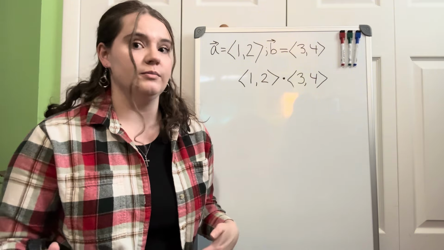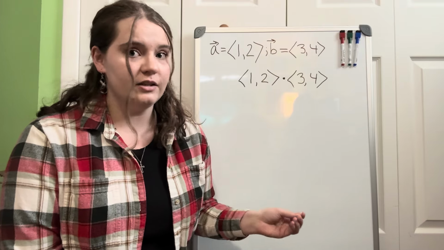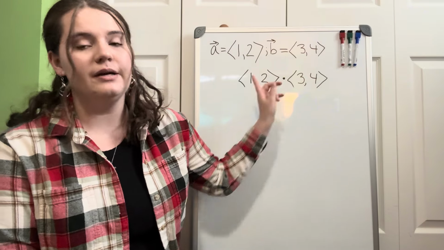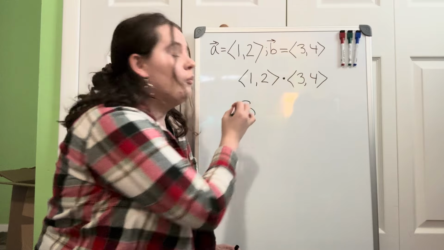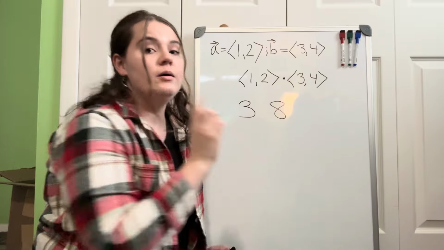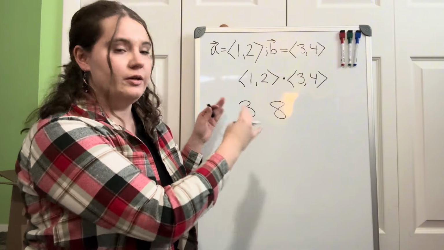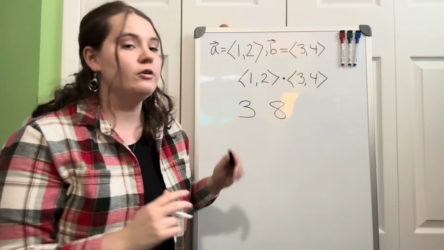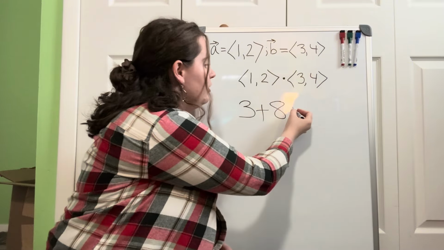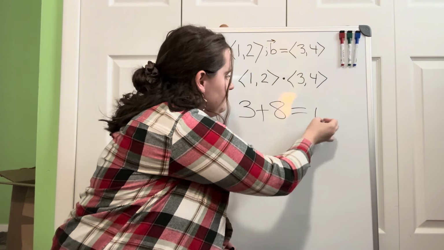Well, you are allowed to multiply. In fact, that is exactly what you are supposed to do. We are still going to take that 1 and 3 to equal 3, and we are still going to take that 2 and 4 to equal 8. But instead of putting it into vector format, we are going to take this 3 and this 8 and add them together. 3 plus 8 equals 11.